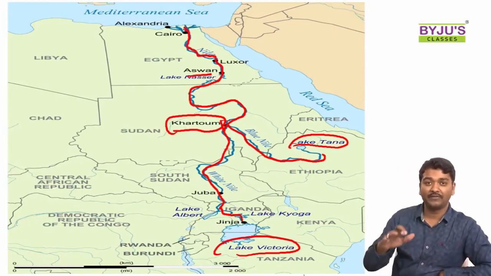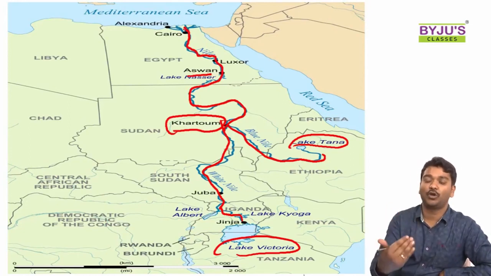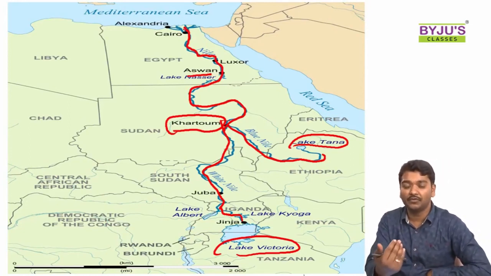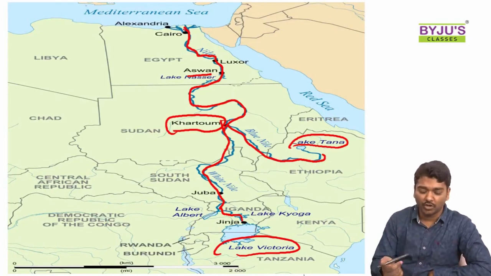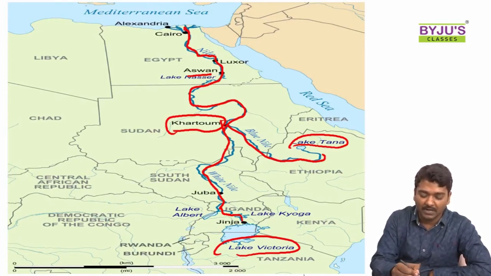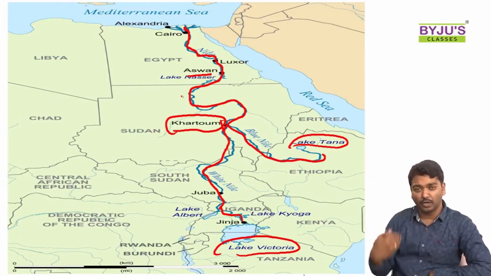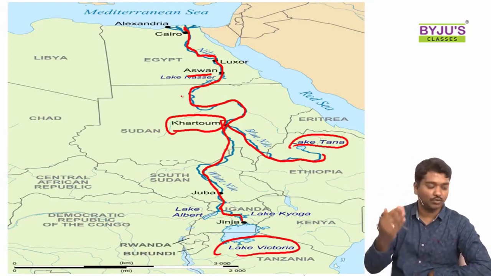So the way it flows is from south to north. If they ask which major river flows from south to north, you may observe this particular picture and think that it flows from north to south. No, it is from south to north.